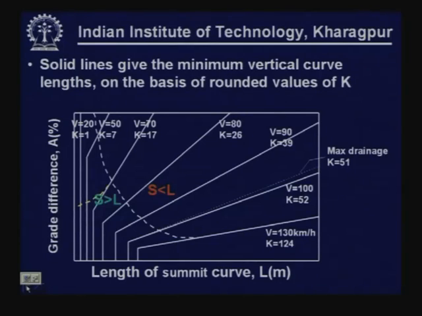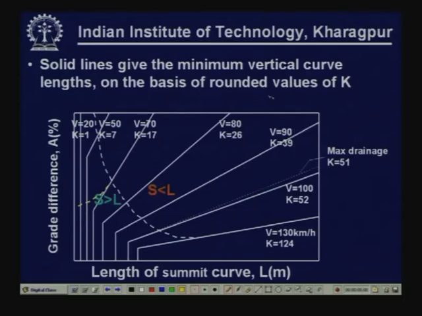Look at this part, or this graph or exhibit. Now, the solid lines shown in white color are the minimum vertical curve lengths on the basis of rounded values of k. Observe that it is based on the rounded values of k. Now, what is rounded values of k?